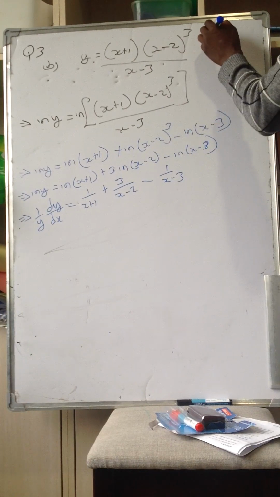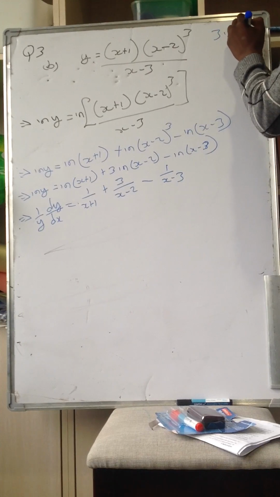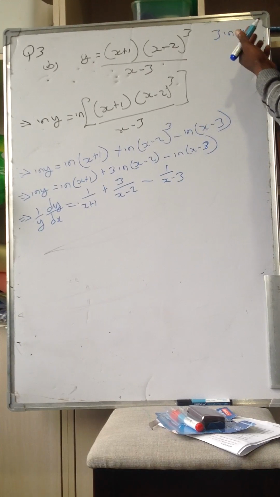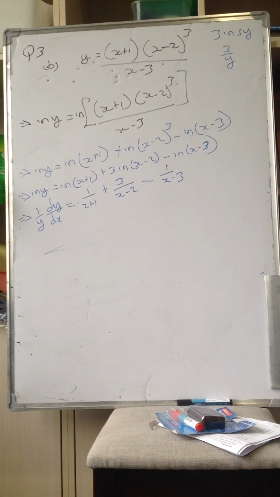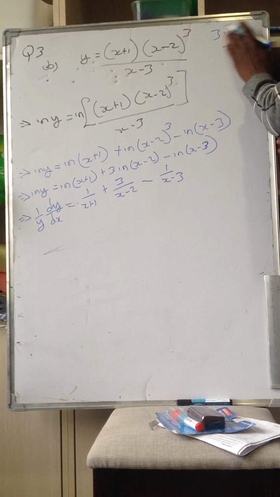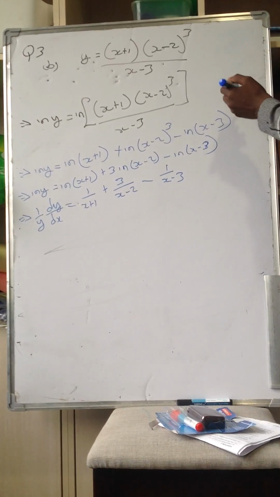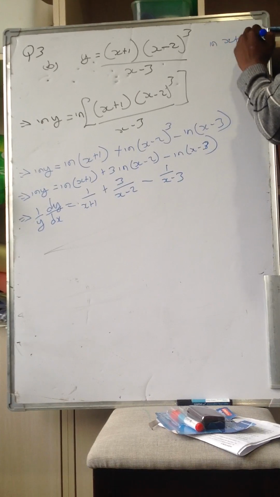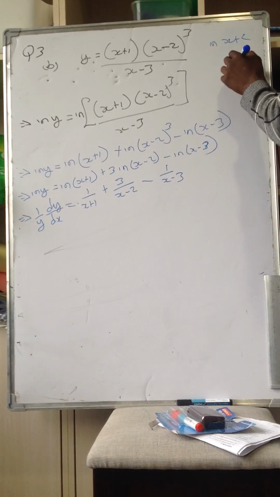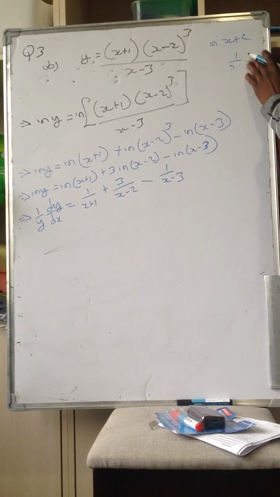So if you have 3 ln y, this applies the same as 3 over y. This is how we differentiate. If I want to differentiate, let me say, ln of x plus 2, this is just 1 over x plus 2. This is how we differentiate.